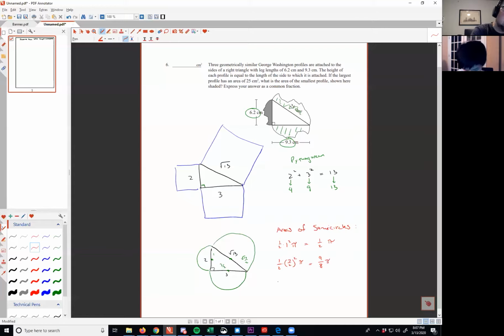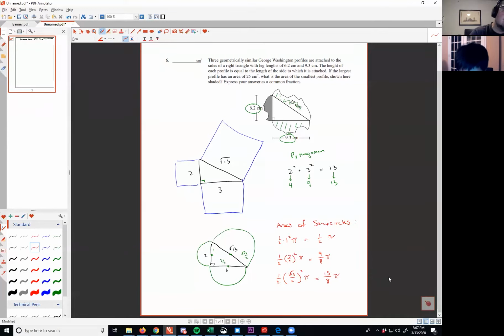And then the last one? 13/4 pi. Multiply by the half. 13/8 pi. Okay. What do you notice about these three numbers?